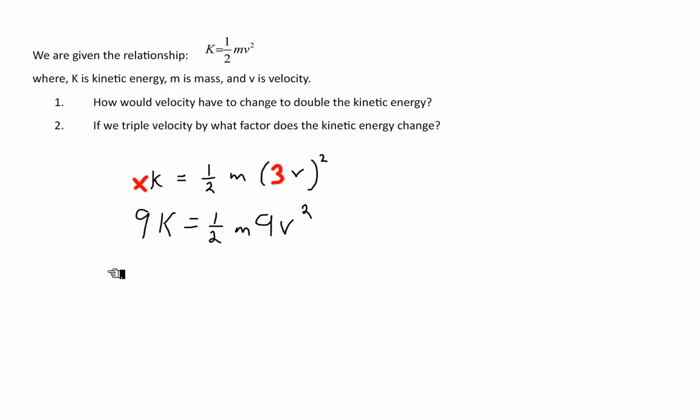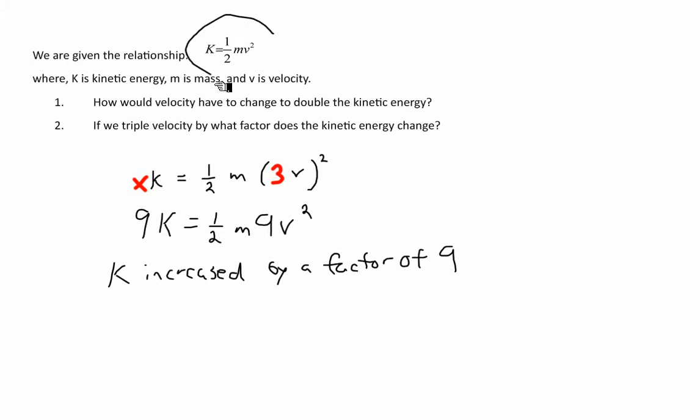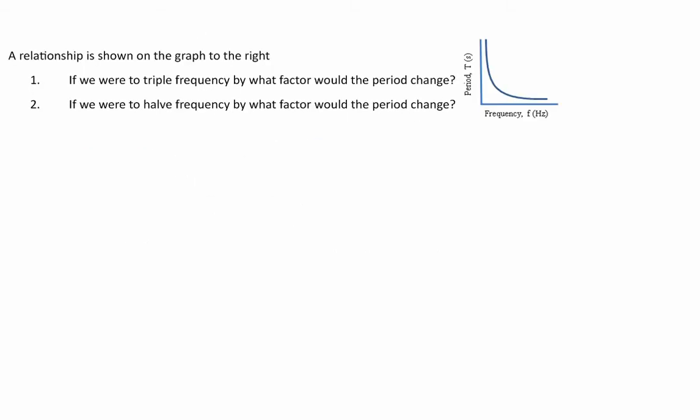Okay, so we would word that by saying K increased by a factor of 9. So those are two examples how to deal with these kind of proportionality questions when we're given an equation. We'll see next how we deal with these proportionality questions when we're given a graph.